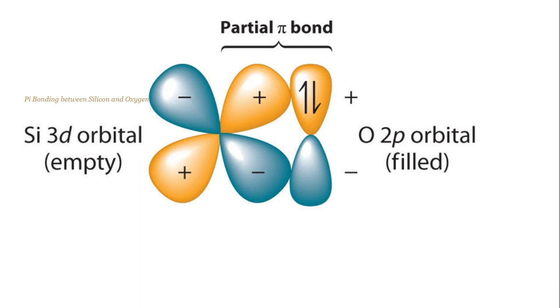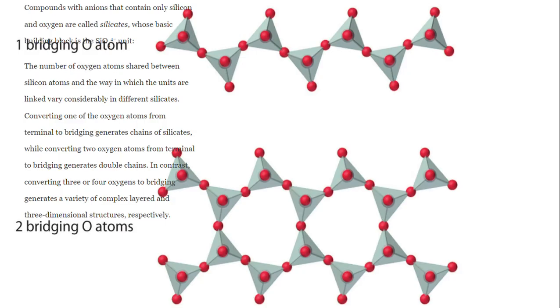This is the structure. We see how partial pi bonds are formed between the 3d orbitals of the silicon and the 2p orbital of the oxygen. This shows the pi bonding between the silicon and oxygen atoms, with the empty 3d orbital of silicon, while the filled orbital with 2 electrons in oxygen is present in the 2p orbital.